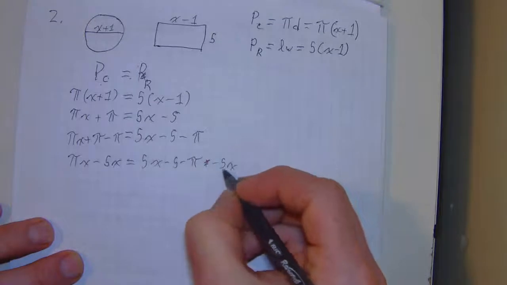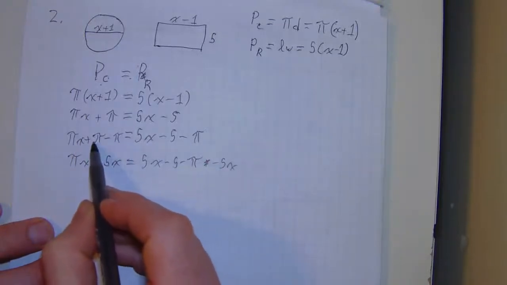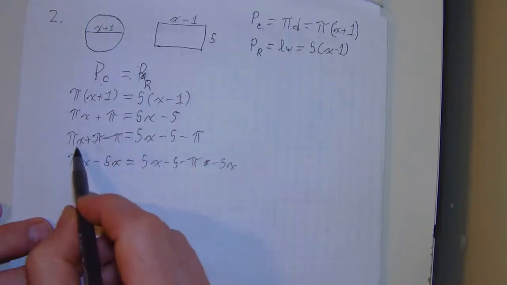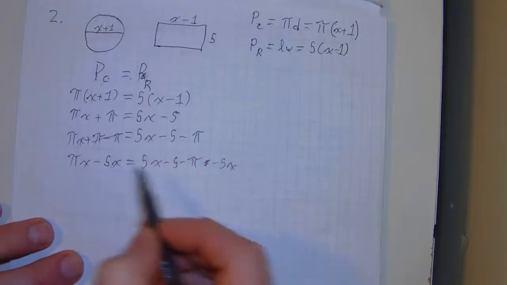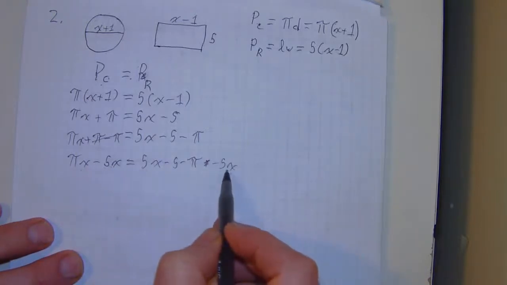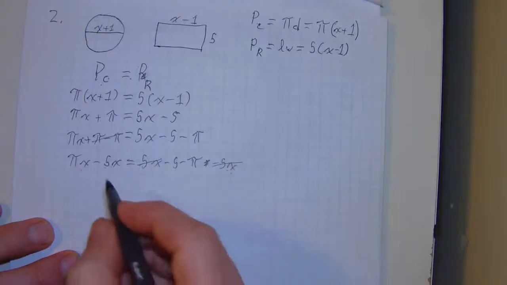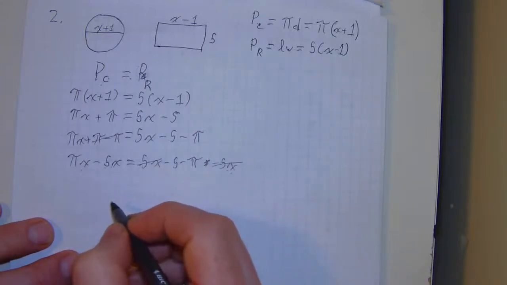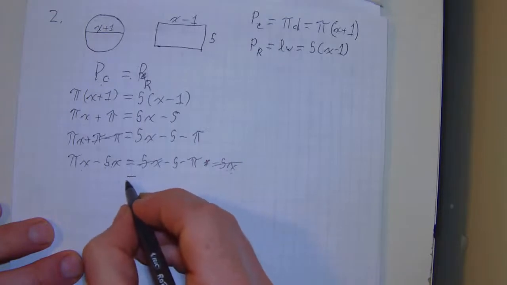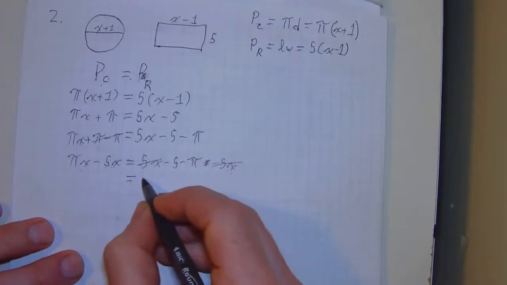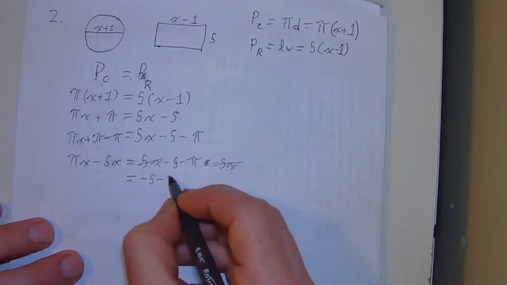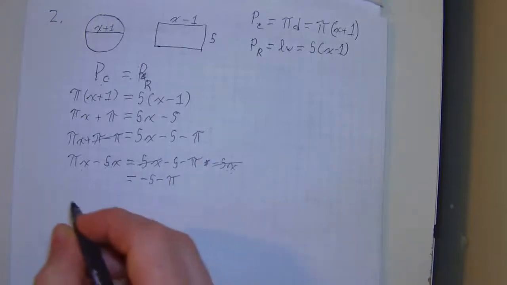minus 5x. So here, pi minus pi added to 0. So we just have pi x left. And then I've subtracted 5x on both sides. So here we're going to get 5x minus 5x is 0 as well. Okay. So over here we have negative 5 minus pi.